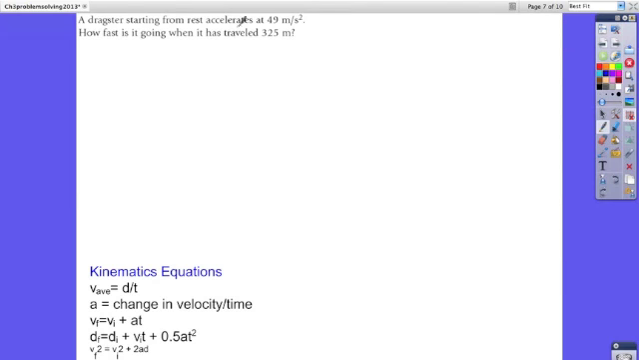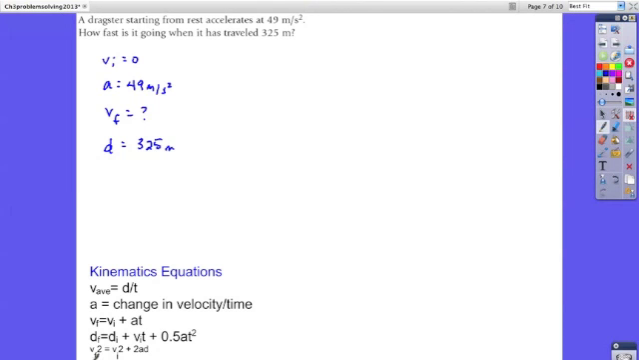A dragster starting from rest, so we have an initial velocity, accelerates at 49 meters per second squared, so we know our acceleration. How fast is it going when it has traveled 325 meters? We're looking for final velocity. So we need an equation with VI, A, VF, and D, displacement.